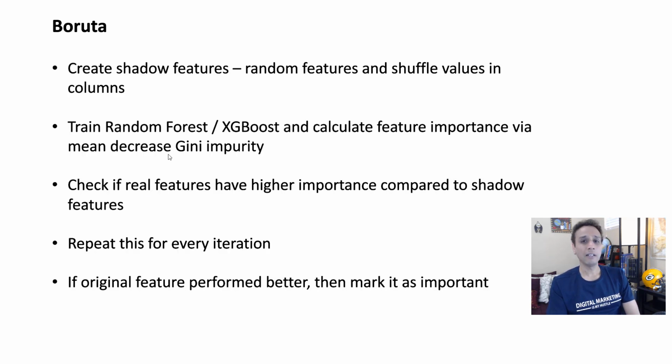At a high level, how does Boruta actually work? Well, it creates something called shadow features, meaning it randomly selects some features and shuffles the values in these columns. It's almost like it creates a new set of features, called shadow features here. Then it trains a random forest or XGBoost. As a user, you can select what to use for Boruta, random forest or XGBoost, and calculate the feature importance via mean decrease in Gini impurity.